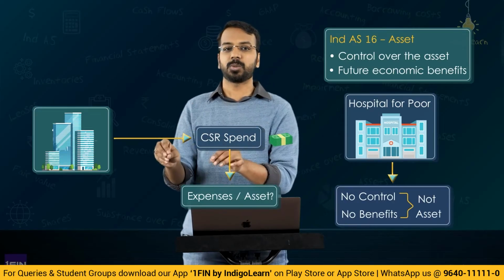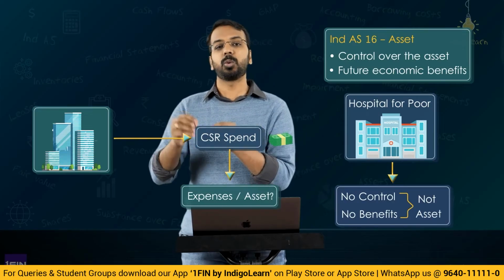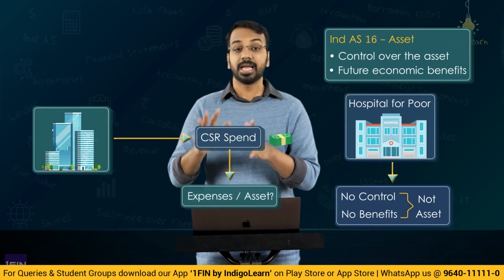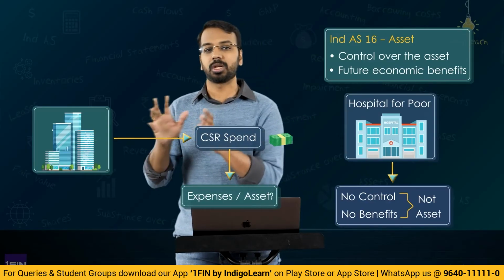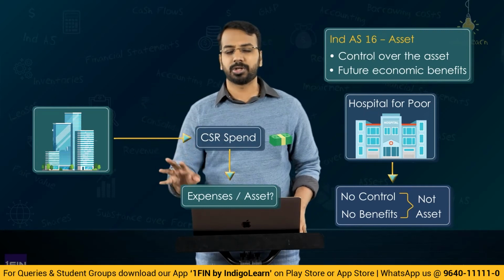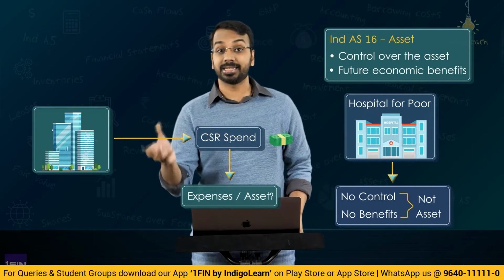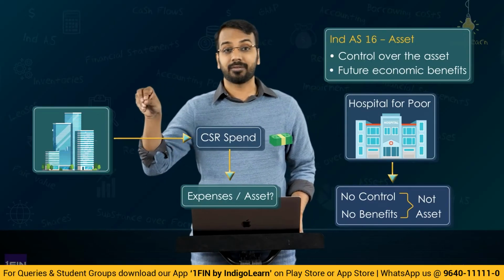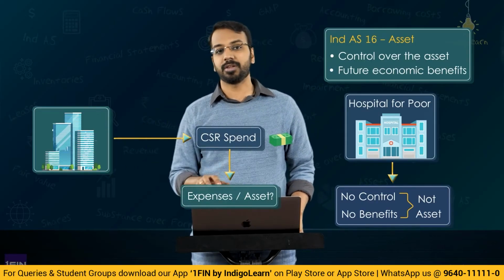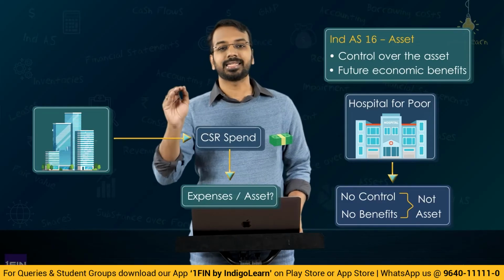You have established that the hospital will be used only for treating poor patients, and the control or the management of the hospital is also, let's say, given to the local authorities, maybe the municipal corporation or the Gram Panchayat. If that is the case, then we can say that the entity does not have control and also does not have entitlement to future economic benefits. Hence, you cannot recognize it as an asset.